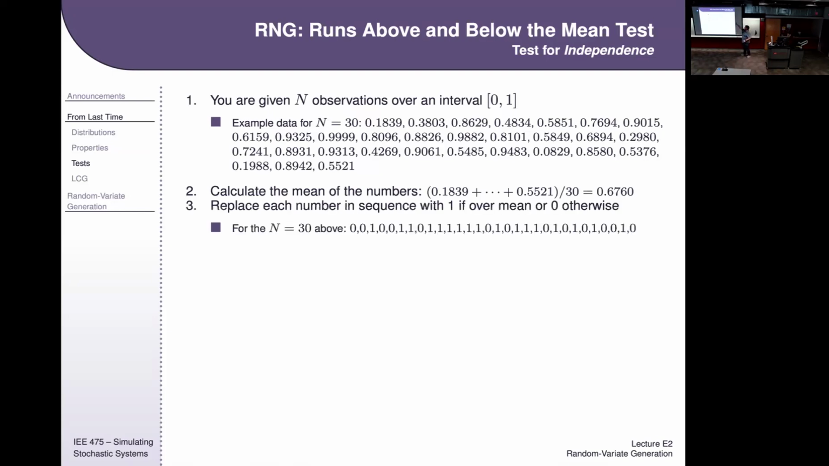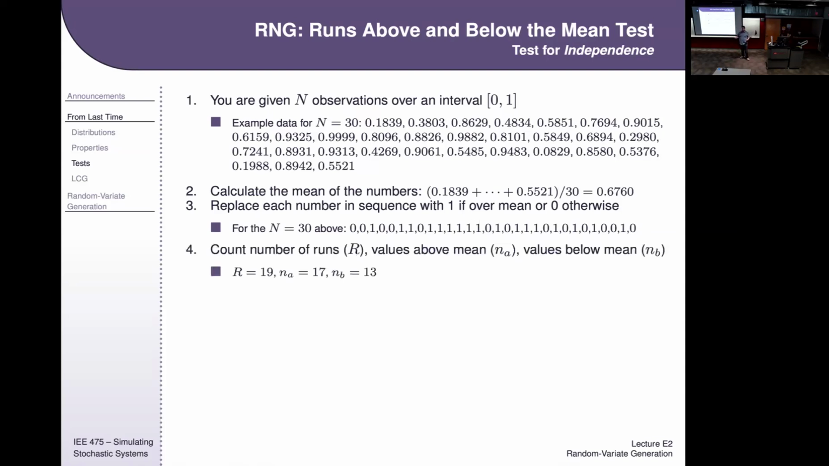And then look at each one of those and ask, are you above or below the mean? So I look at this number, 0.18, that is less than 0.67. So I'm going to replace it with a 0. Everything below the mean, I'm going to replace with a 0. And so that one's also below the mean. Here's one, 0.86. That's above this 0.67. So I'm going to replace it with a 1. That's above the mean. So I just do that for all 30. So 30 zeros and ones. That's something you will have to do on your own.